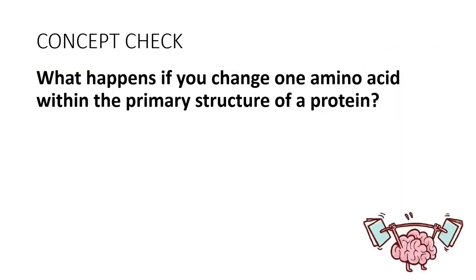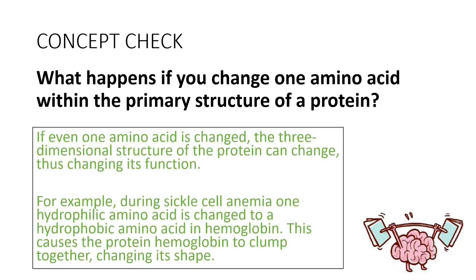Number one, what happens if you change one amino acid within the primary structure of a protein, which we asked earlier? So what will happen if you change only one? Well, the answer to that is, even if one amino acid is changed, it is possible that the three-dimensional structure of the protein can change, thus changing its function. So changing one amino acid has a great impact. It may change the secondary, the tertiary, and even the quaternary structure of the protein.